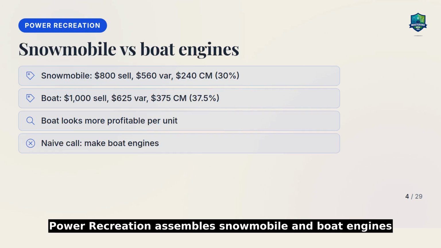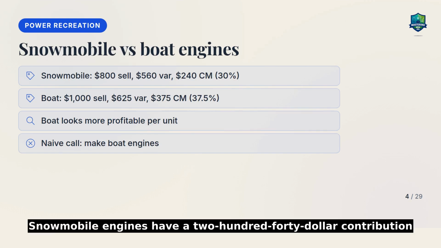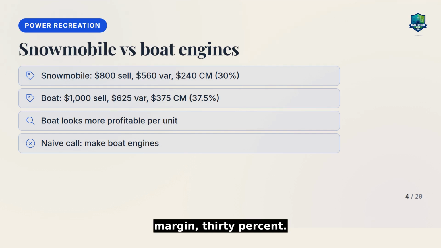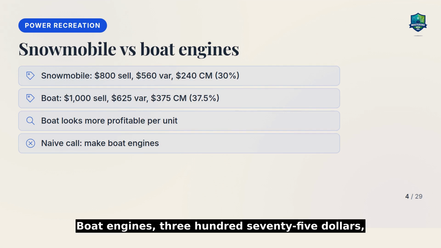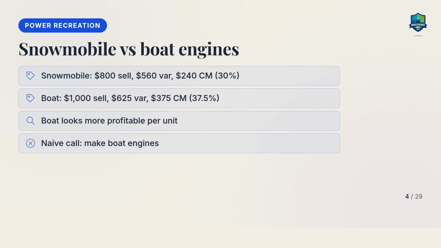Power Recreation assembles snowmobile and boat engines at one Kentucky plant. Snowmobile engines have a $240 contribution margin, 30%. Boat engines, $375, 37.5%. On per unit terms, boat engines look more profitable. The naive call is make boat engines.